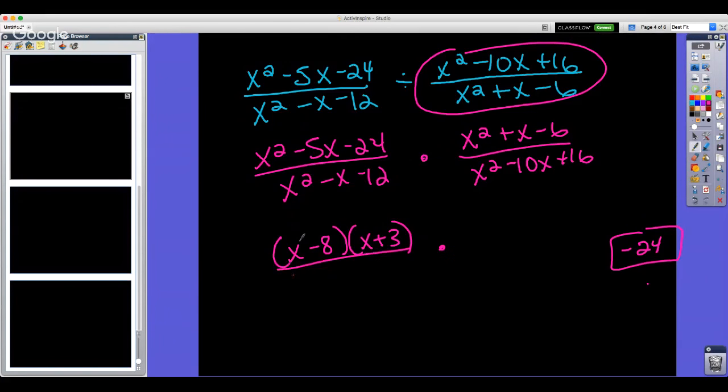Now, what about the bottom left? What 2 numbers multiply to get -12? -4 and 3. Good. So we have x minus 4 and x plus 3. Very good. Let's look at the top right here. What 2 numbers, when multiplied, get me -6, but when added equal 1? -2 and 3. Good. You could say that either way. And x squared minus 10x plus 16 gets me what?